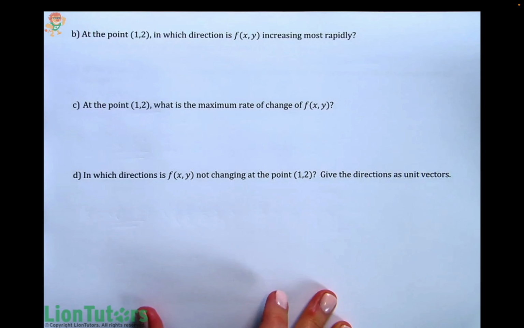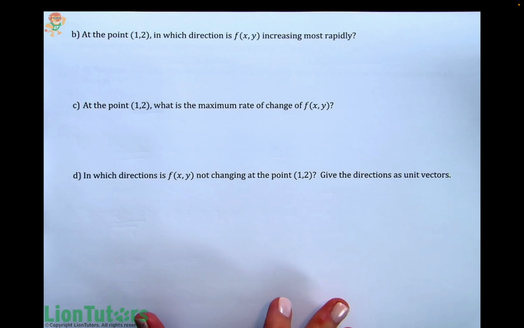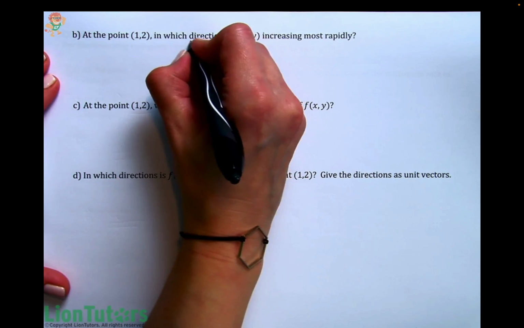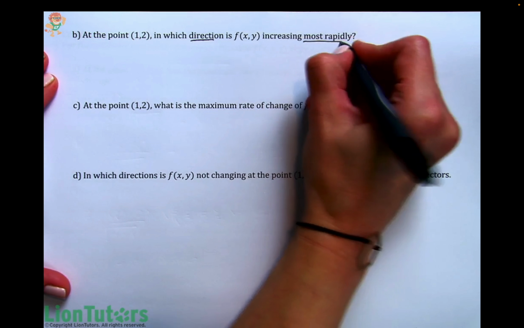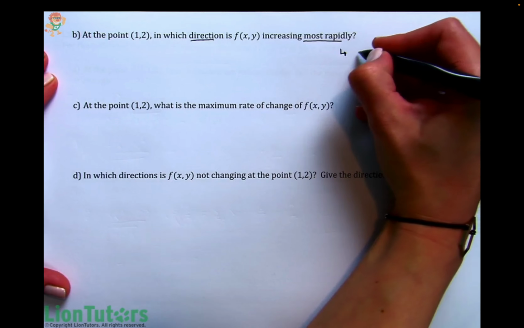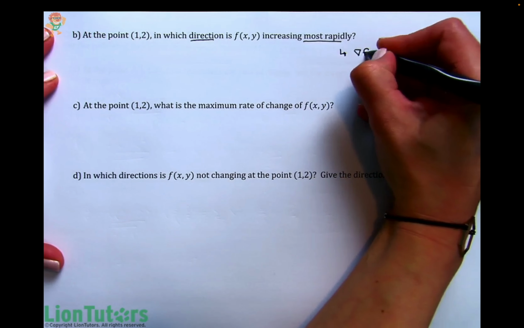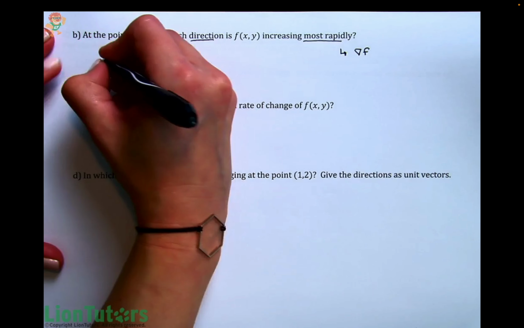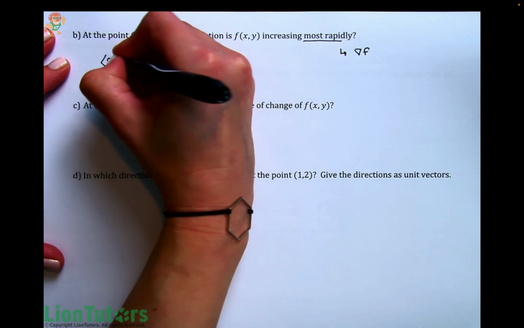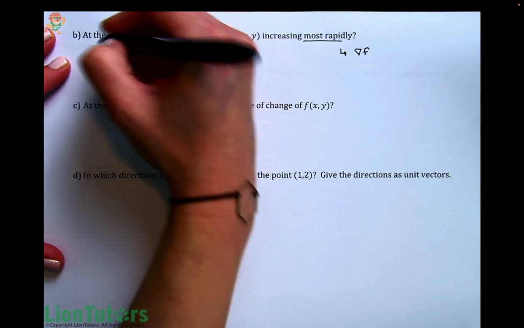Part B says, and these are just finisher questions. A lot of this, we've done the grunt of the work in part A. The rest of this is just like, okay, can you interpret that a little bit? So part B says, at the point (1, 2), in which direction is this function increasing the most rapidly? If we're looking for a direction with the most rapid increase, what we're looking for is our gradient. Our gradient, we've already calculated as (3, negative 2). So there's nothing left to do. This is either you know it or you don't.